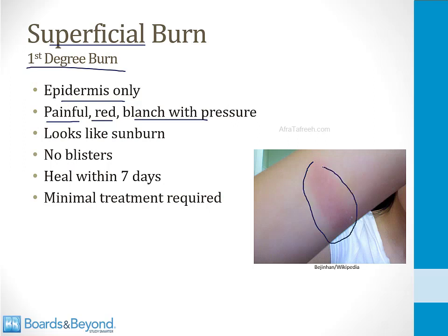And so when you press down with your finger, you cut off the blood supply and the skin will blanch or become white. As I said, it looks like a sunburn. Importantly, it has no blisters. If blisters are present, it's a deeper form of burn that we'll talk about in a second. And these usually heal within a week and minimal treatment is required.